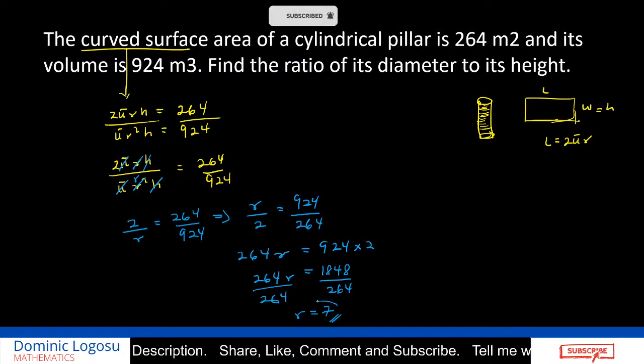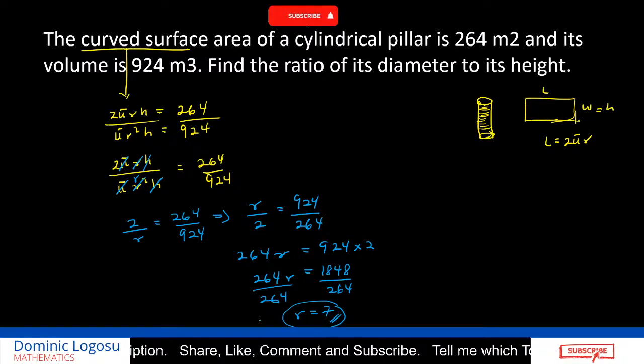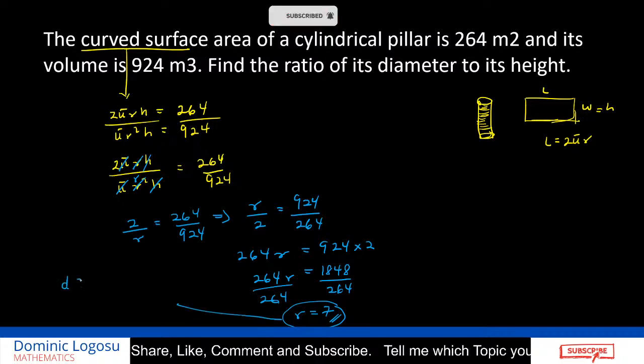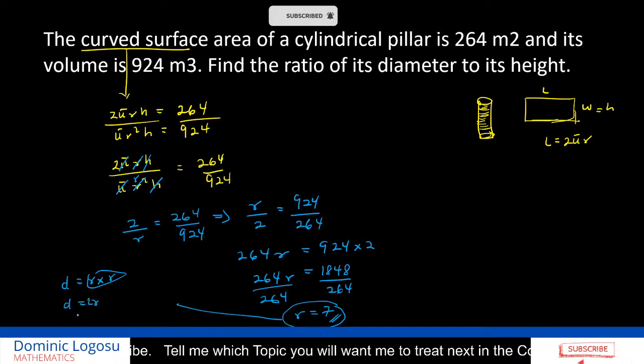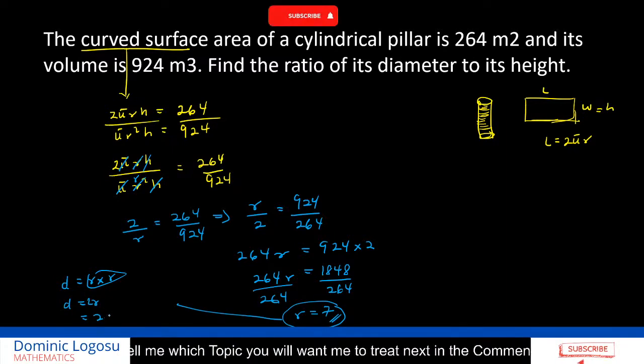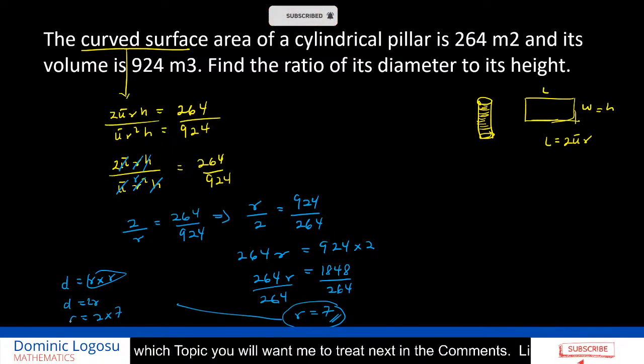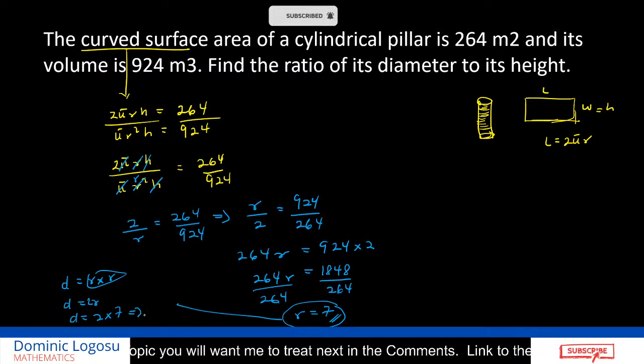So once we've established that r is equal to 7, we can quickly use that to find the diameter. Diameter is twice the radius. So 2 times 7 should give us the diameter, which will be 14. Let's keep that because we are going to do the ratio for it. Thank you very much for putting the answer across.